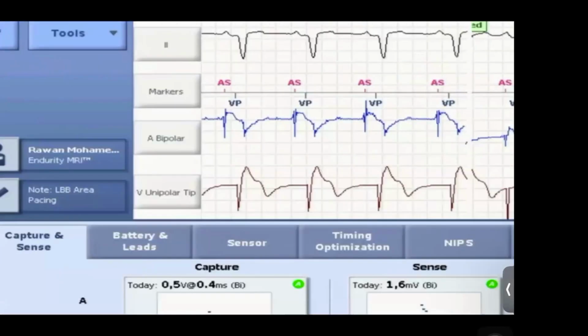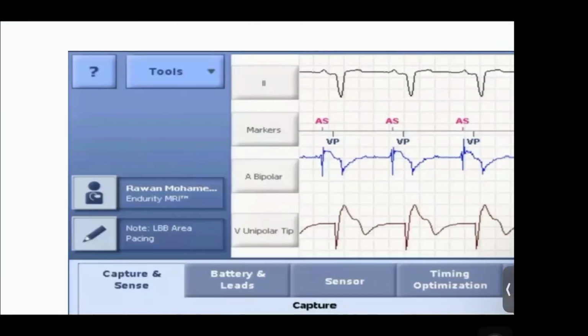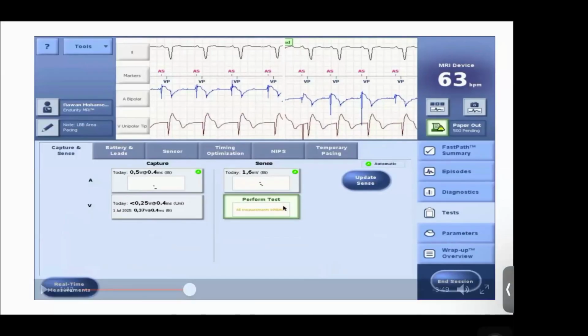What I mean here, if you note the patient name and the note, left bundle area pacing, we should write this in every patient who has left bundle area pacing. If this patient travels abroad and goes to another doctor, the doctor should note that this patient had a dual chamber pacemaker with left bundle area pacing. We will continue.